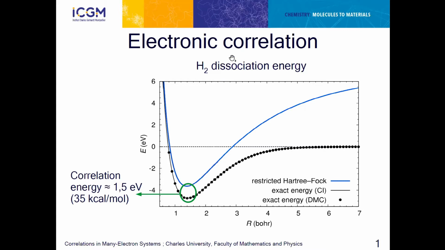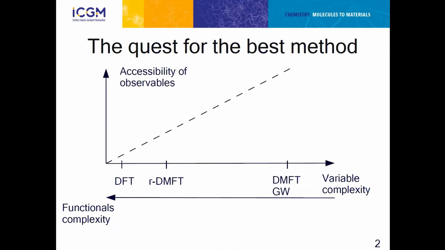However, treating the correlation exactly means that the numerical cost becomes very expensive, essentially due to the exponential growth of the basis set with the number of orbitals. So in order to define an approximation of this correlation energy, several methods have been developed.